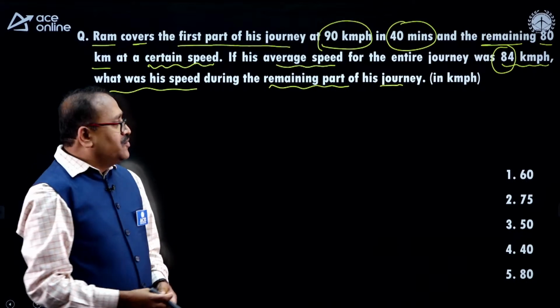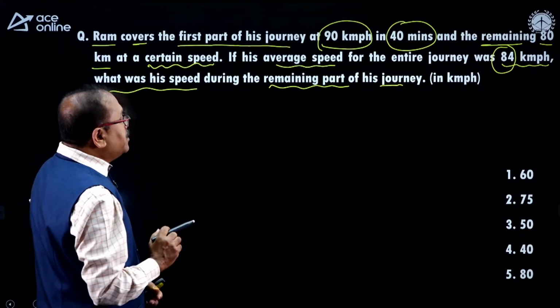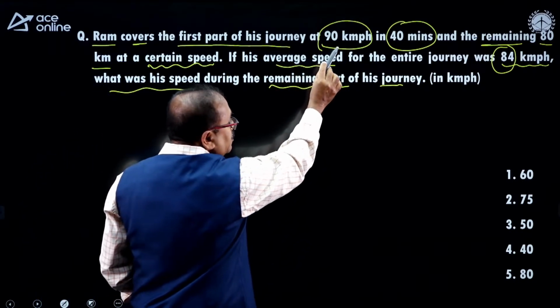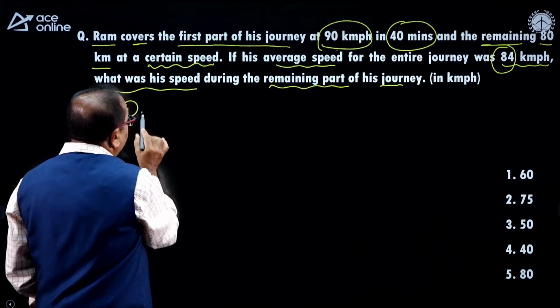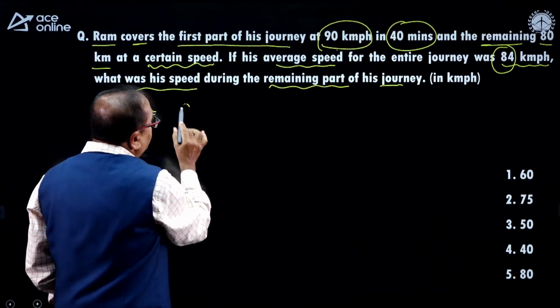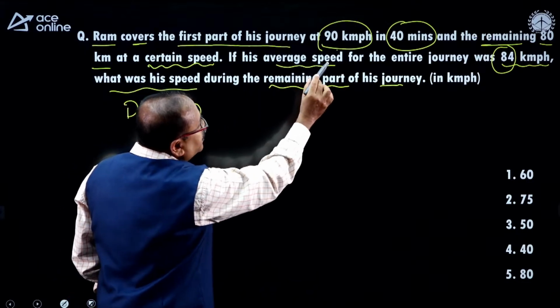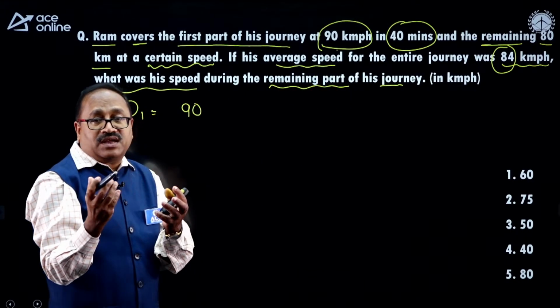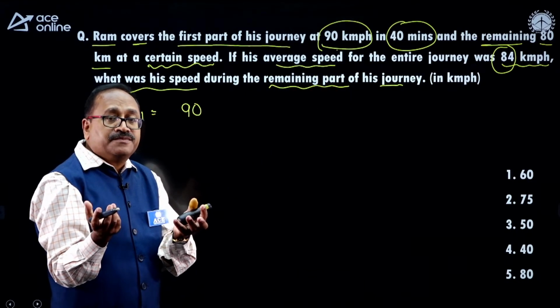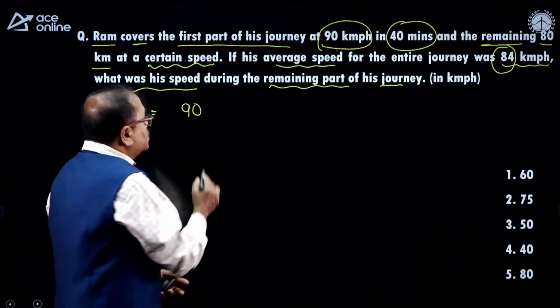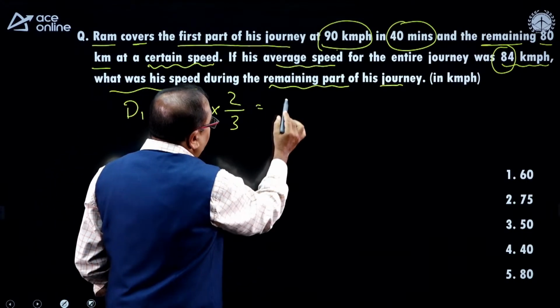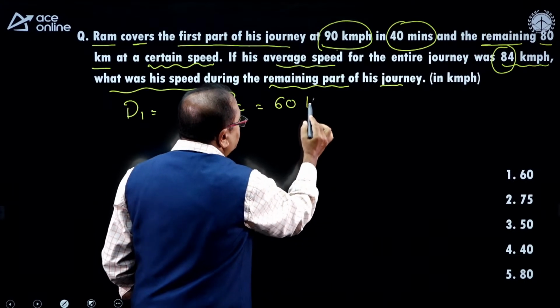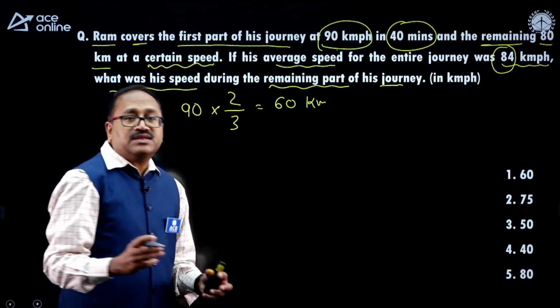Come on, find it out. What I know is, here with a 90 kilometer per hour speed, what is my distance 1? I know the distance 1 is 90 kilometer per hour and 40 minutes. Can I convert that 40 minutes into hours? 40 by 60, which is nothing but 2 by 3, and that gives us 60 kilometer as the distance in the first part.